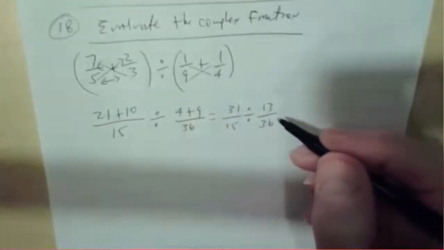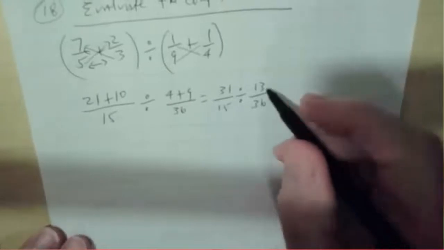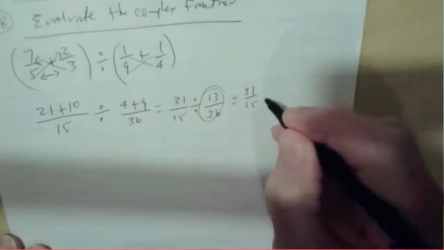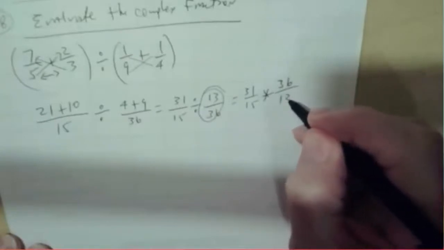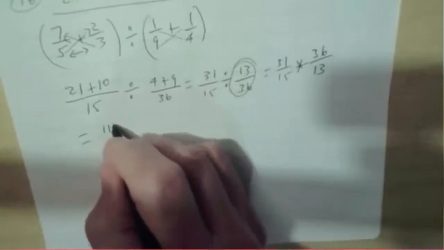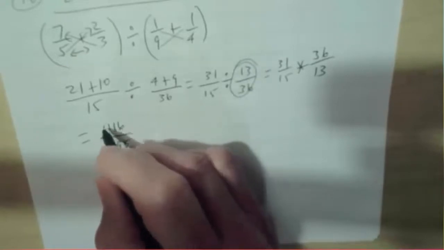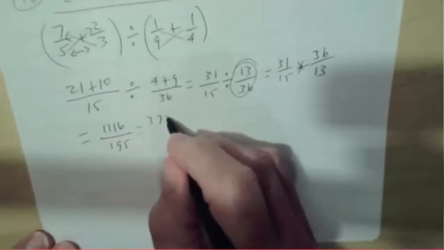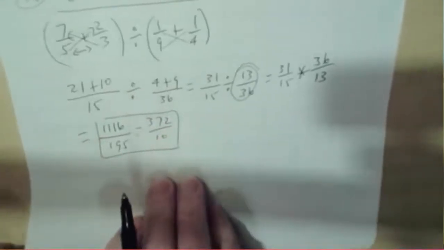Now, how do we divide fractions? We don't. We multiply by the reciprocal of this. So this is going to equal 31 over 15 times, now we flip these two over, 36 over 13, which is 116 over 195. If you were to reduce this, it would be 372 over 16. I don't care whether you reduce it or not. Okay.